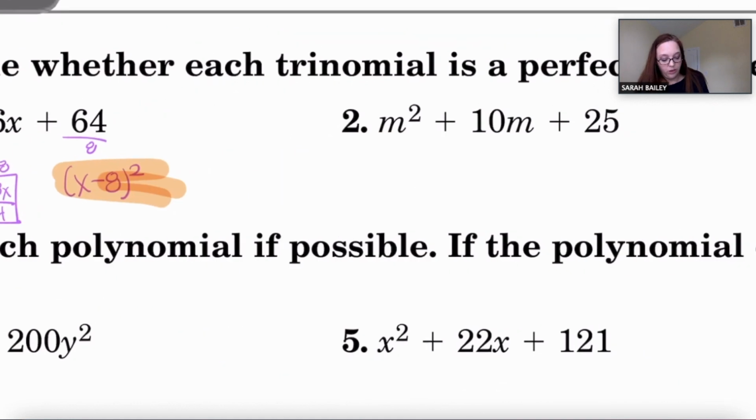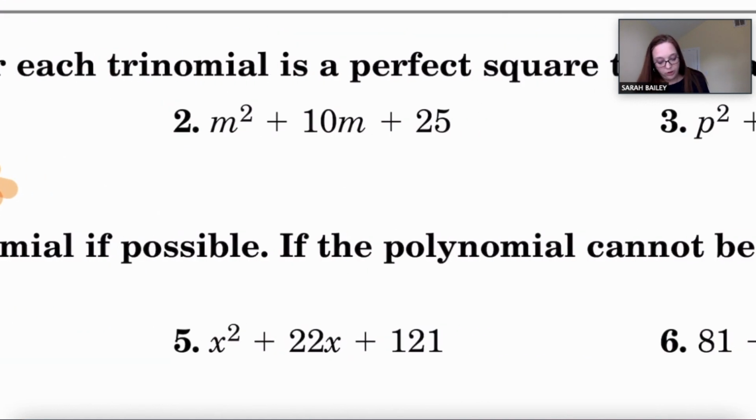Okay, let's look at number 2. That's a perfect square, and that is a perfect square. So that's a 1, and that's a 5. When I do 1 times 5, I get 5. When I double it, 5 times 2, I get 10. So this should be a perfect square trinomial, so I'm going to write yes, and then let's factor it.